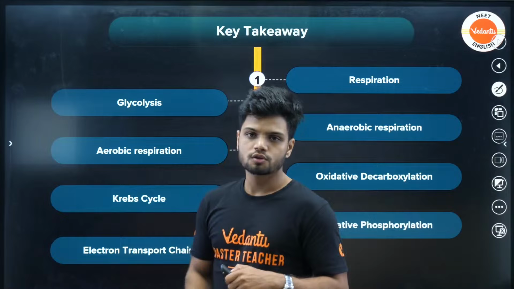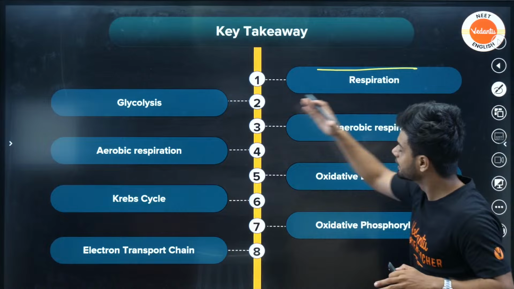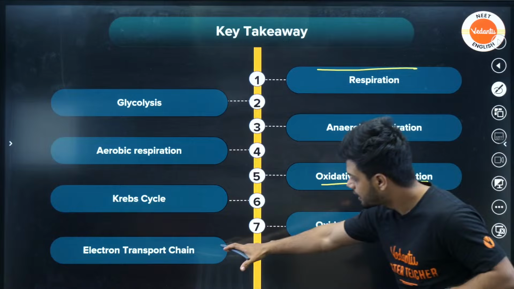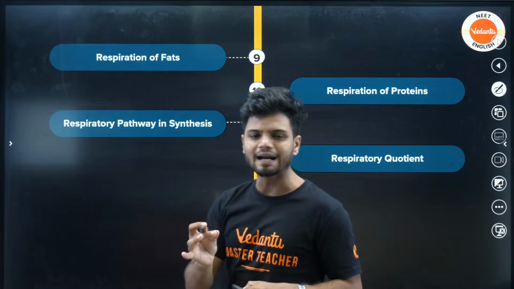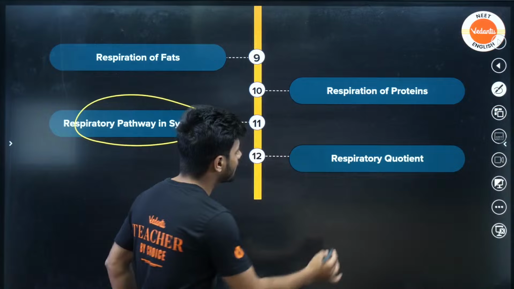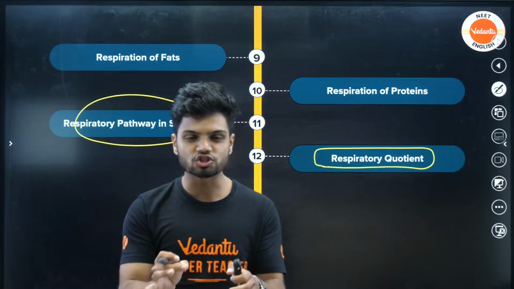So, the entire chapter we include today, we'll be starting off with respiration, glycolysis, anaerobic, aerobic respiration, oxidative decarboxylation, that is your link reaction, Krebs cycle, oxidative phosphorylation, electron transport chain. Then we'll be doing respiration of your fats and proteins, that is nothing but your amphibolic pathway. We'll be solving that. Then we'll be doing your different pathways. And finally, I'll be telling you respiratory quotient and respiratory equation. Entire chapter, one shot, let's go.